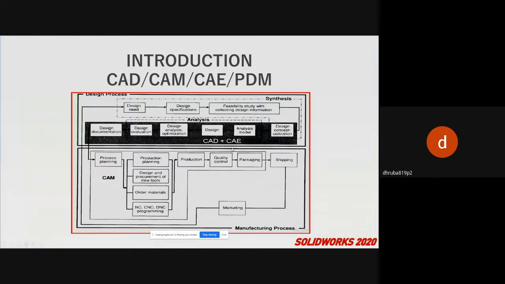If you see the design process over here, first it starts with the design need. The design need comes from the market, from the customer's need. Then we decide the design specification. Then we have a feasibility study with collecting design information. After that we'll conceptualize the design. Then comes the CAD and CAE part.